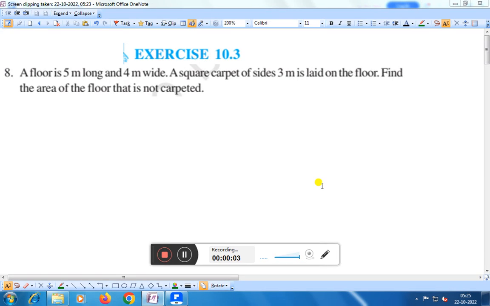Hello everyone. Today we shall discuss exercise 10.3 question number 8.